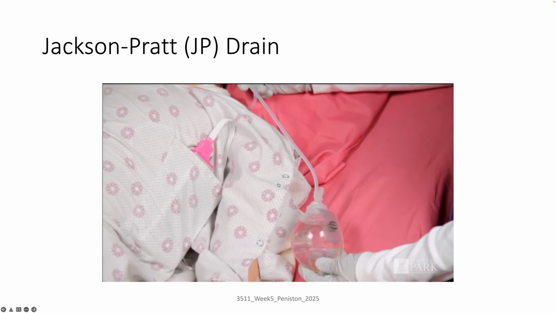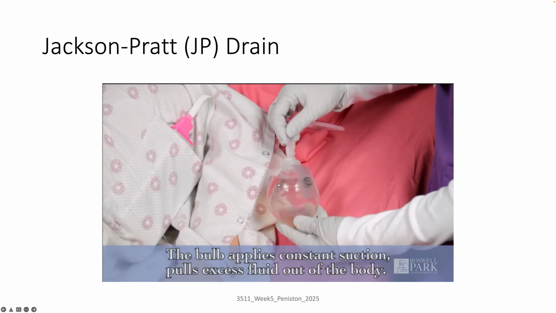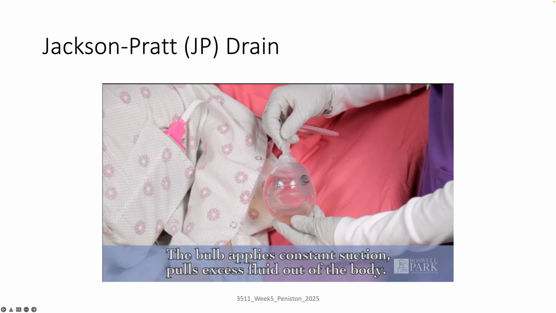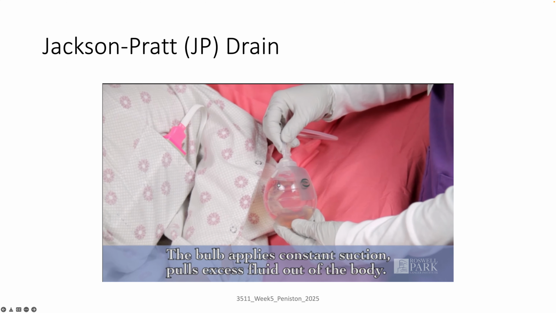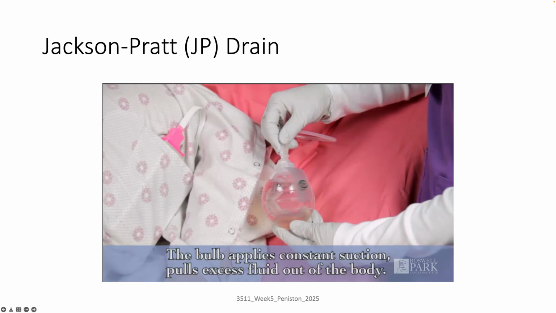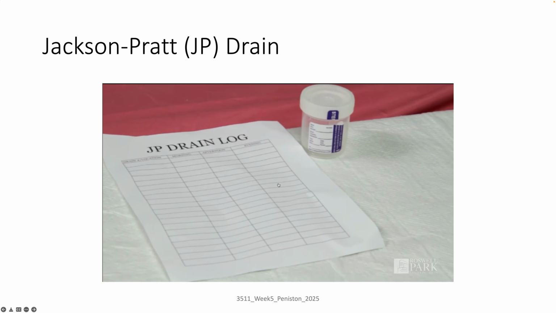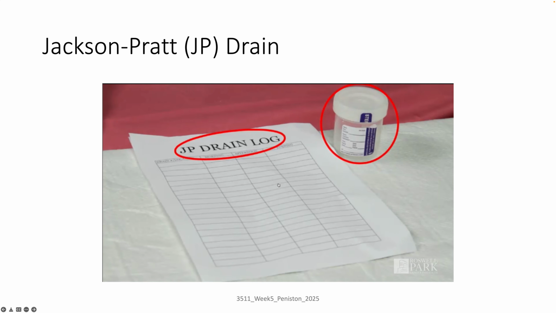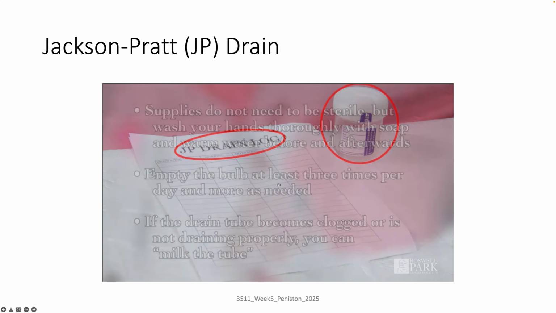The tubing connects to a bulb reservoir. That bulb, when squeezed empty, applies constant suction and pulls excess fluid out of the body. The drain is removed when the excess fluid has stopped draining from the body. You will need the following supplies to perform drain care: a cup provided by your nurse at discharge, and a sheet of paper to record the amount of drainage.